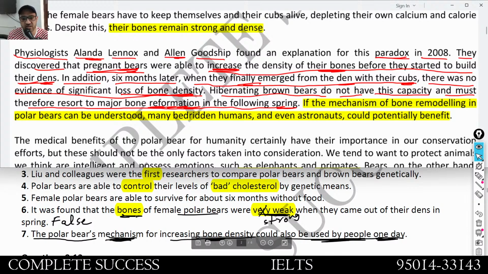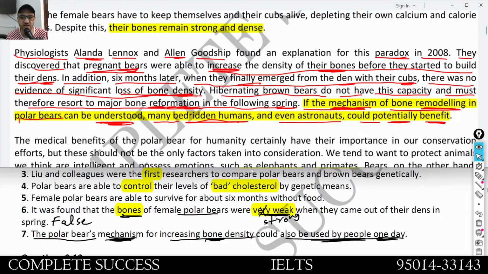Now, but polar bears' bone density was the same. If the mechanism of bone remodeling in polar bears can be understood, the mechanism by which their bone density does not decrease, and if that is understood by people, many bedridden humans, who lie in bed and cannot move around, and even astronauts could potentially benefit. So they could benefit if we can identify how polar bears keep their bone density high. So what should be the answer of this question?